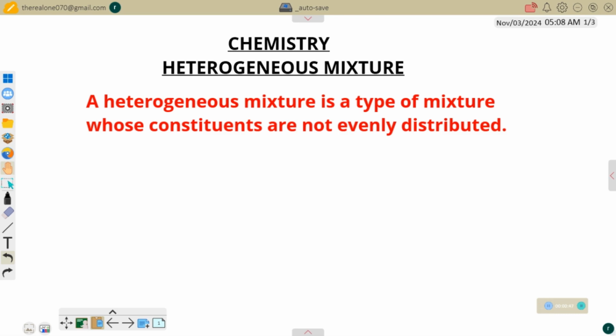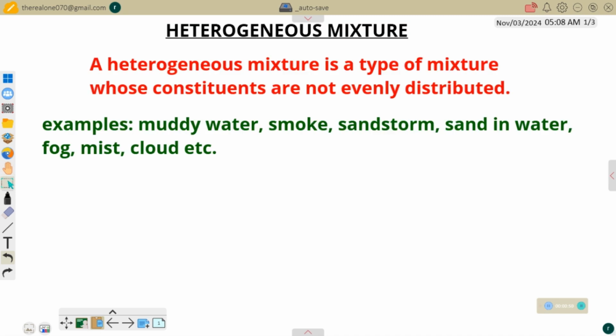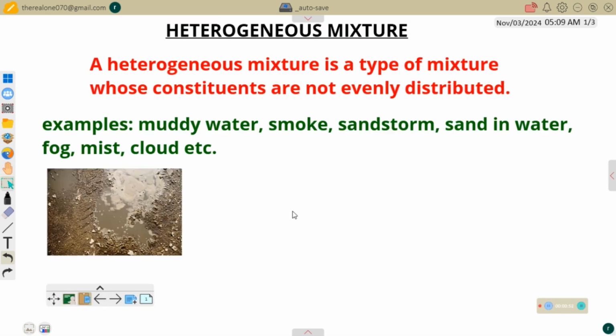Examples of such mixtures are the following. We have muddy water. This is muddy water here. Some parts of the muddy water contain more sand particles than the other, while some parts contain more water than the other. You can see constituents are not evenly distributed.